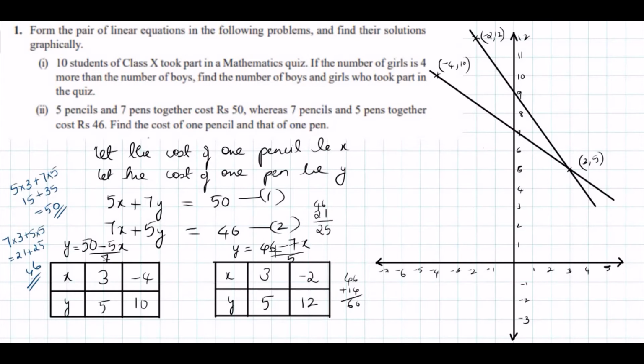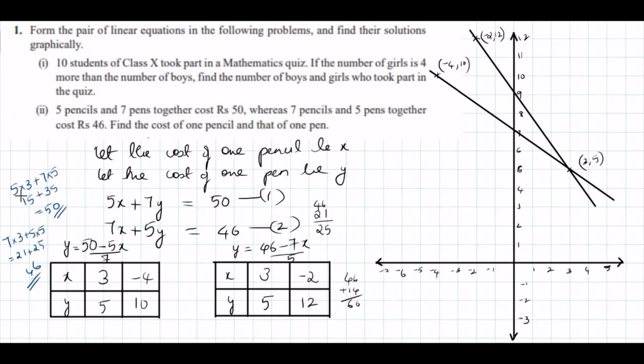Similar way, 46 minus 7 into minus 2. Minus 7 into minus 2 is plus 14. So 46 plus 14 is 60. 60 by 5 is 12. So after getting these values, you have to plot. So when you plot, you can see these two lines will intersect at the point 3, 5. So this is the solution for this question. That is x value is 3 and y value is 5.